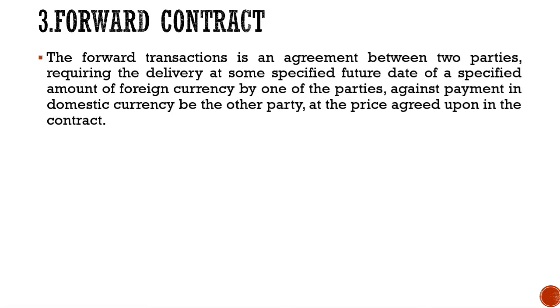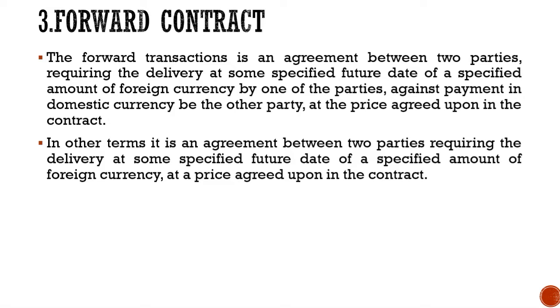The next type of contract is the forward contract. The forward transaction is an agreement between two parties requiring the delivery, at some specified future date, of a specified amount of foreign currency by one of the parties against payment in domestic currency by the other party at the price agreed upon in the contract. In simple terms, it is an agreement between two parties requiring the delivery at a certain specified future date of a specified amount of foreign currency at a price agreed upon in the contract.